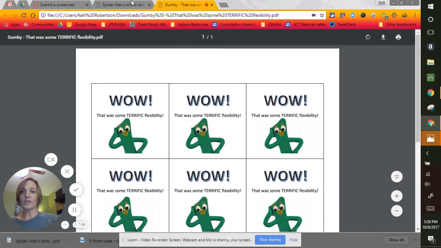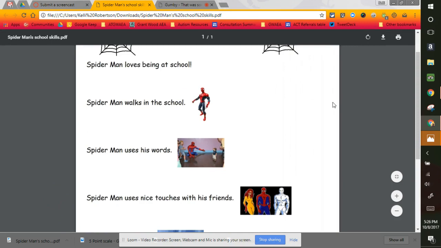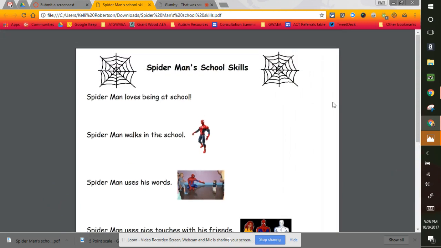For another student, his interest was Spider-Man. I used the power card kind of strategy for him, and I love that strategy. I can talk about it maybe another time. But that is really embedding a hero or someone that the person looks up to, or a really high interest area, into a social narrative kind of format.